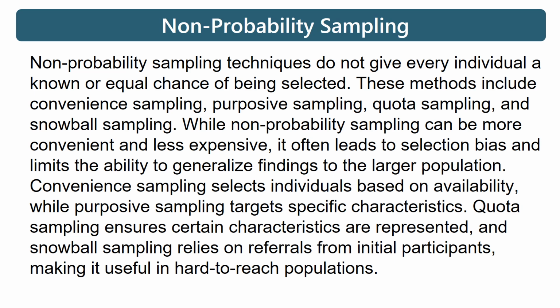Convenience sampling selects individuals based on availability, while purposive sampling targets specific characteristics. Quota sampling ensures certain characteristics are represented, and snowball sampling relies on referrals from initial participants, making it useful in hard to reach populations.